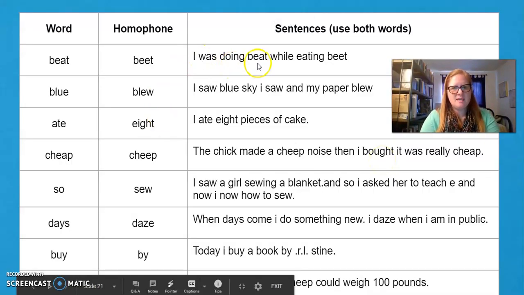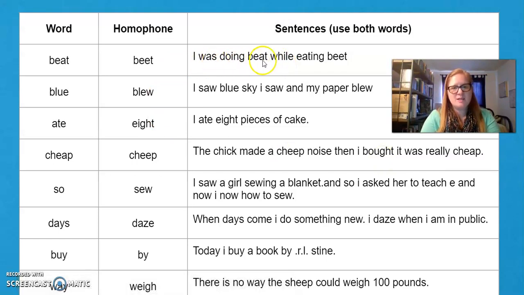I was doing a beat while eating a beet. Love it. I saw a blue sky. I saw my paper blue. I ate 8 pieces of cake. Sounds like Mrs. Stewart. The chick made a cheap noise. Then I bought it, it was really cheap. I saw a girl sewing a blanket, and so I asked her to teach me, and now I know how to sew. Perfect. I see sew and sew.